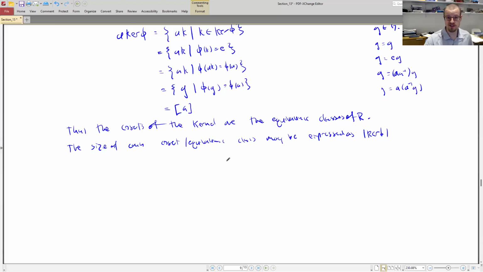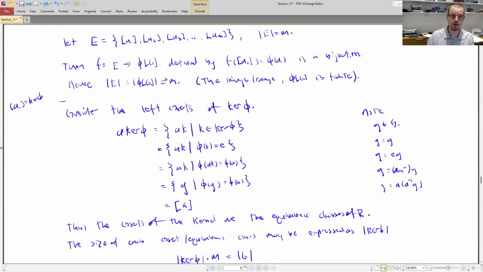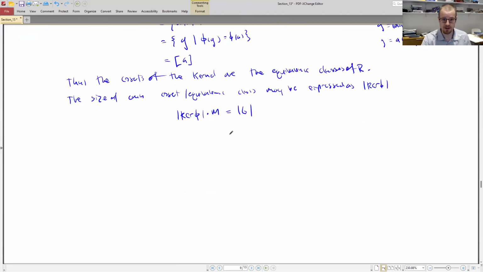But again, because of our understanding of cosets, we know that the kernel of phi being a subgroup, the size of this subgroup multiplied by the number of cosets gives us the order of the group that it is a subgroup of. Kernel is a subgroup of G. There is an integer m such that the kernel of phi times m is equal to G. And that m is exactly the number of cosets, which is exactly the number of equivalence classes up here.